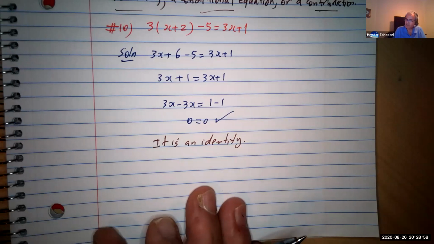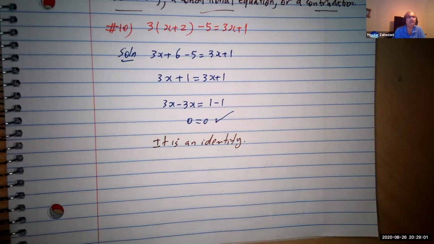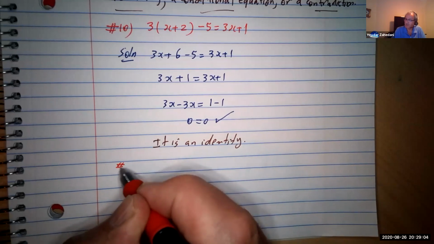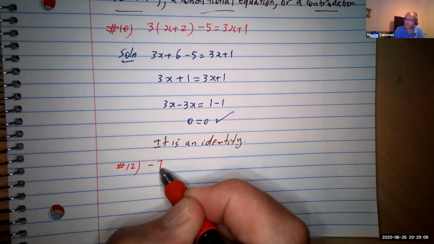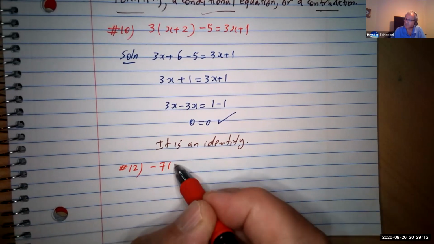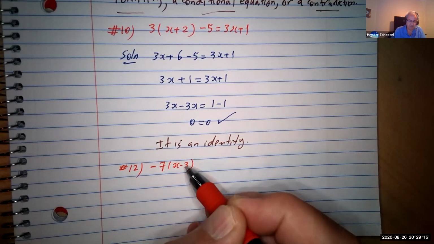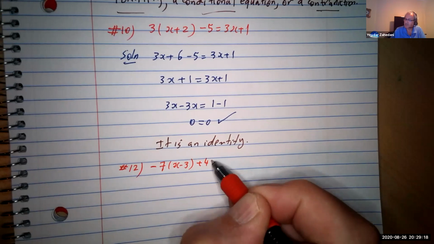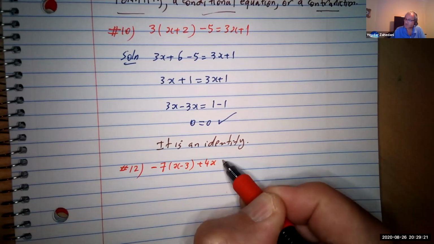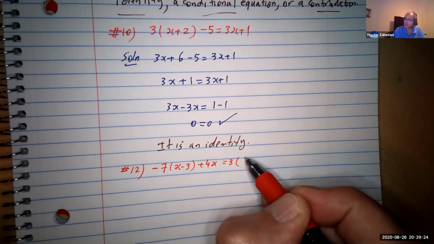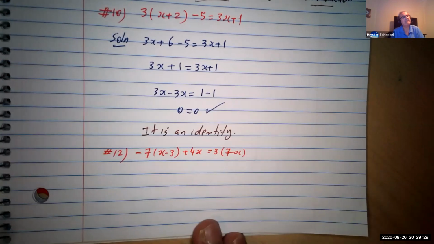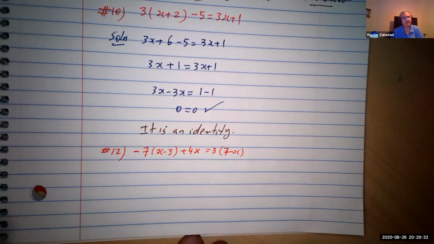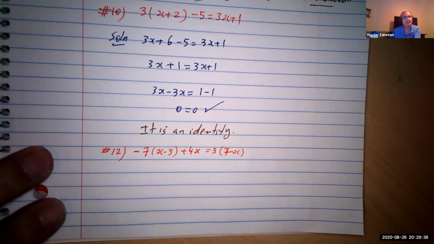So that's one case. Let's try number 12 to see if we get something different. The equation by itself is not difficult to solve, but the classification is important for us. Negative 7 times x minus 3, plus 4x, equal to 3 times 7 minus x. Okay, that's it. So we have to simplify it first, try to solve it. So what's going to be the result?